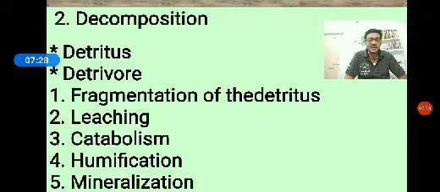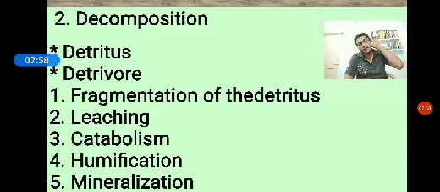Detritivore feeding is called fragmentation of detritus. So in the fragmentation process, what happens? The detritus, the dead organic matter, is broken down. Such a breakdown process is carried out by a detritivore like an earthworm. That is called fragmentation.